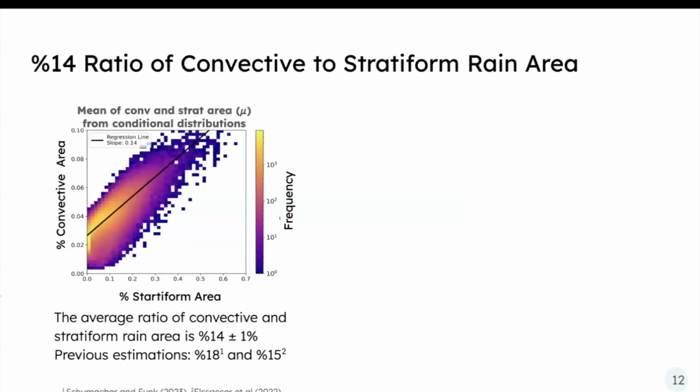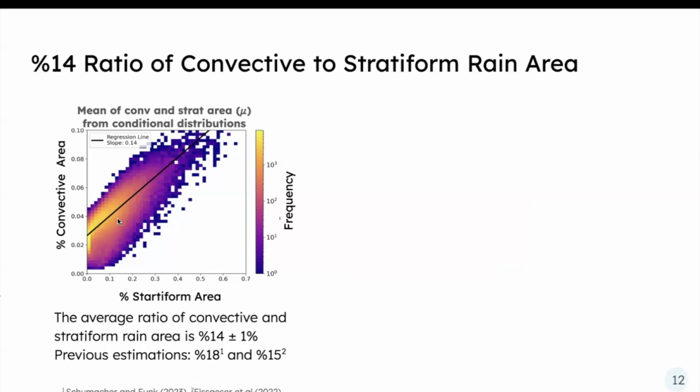I can do more tests. So I'm looking at the mean of each of the distributions that I have. So this is for each larger scale condition, what is the expected amount of rain for each of the categories that I have. So that's going to be this distribution here.